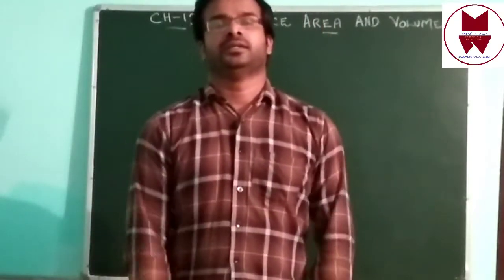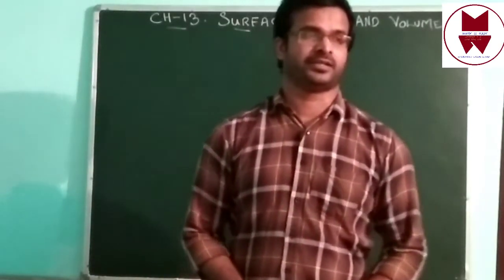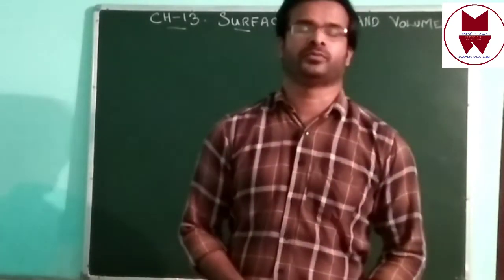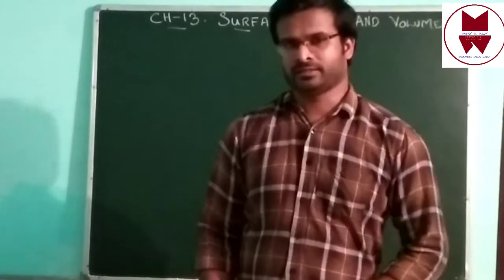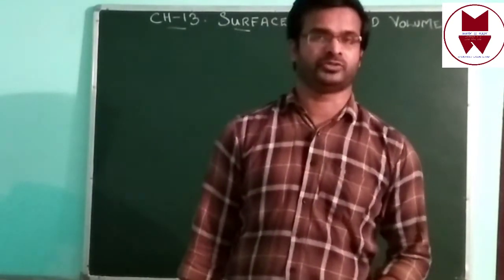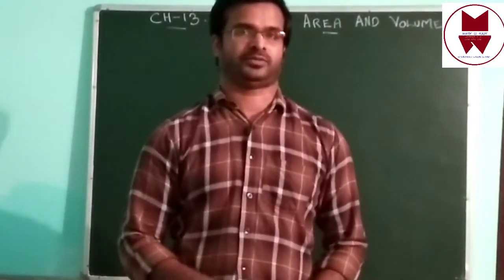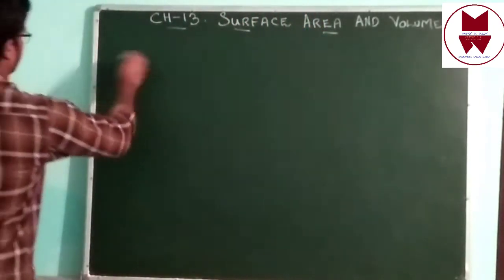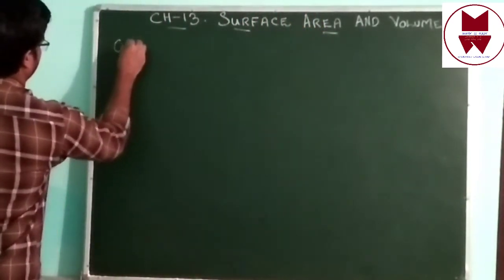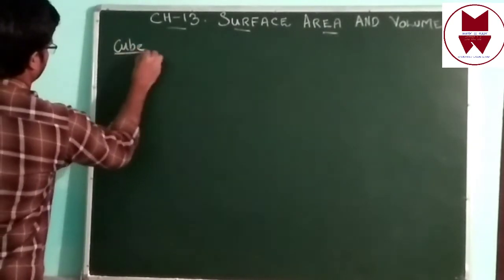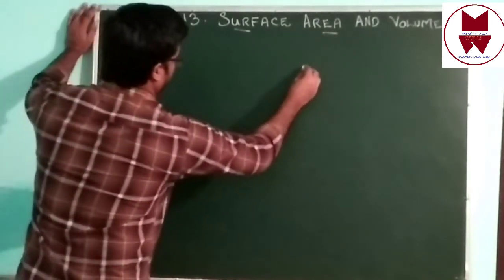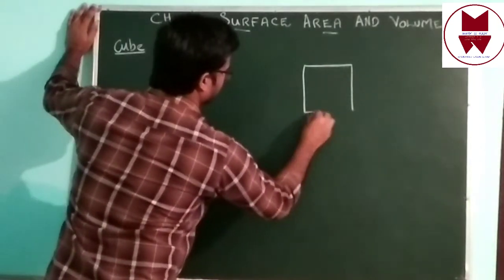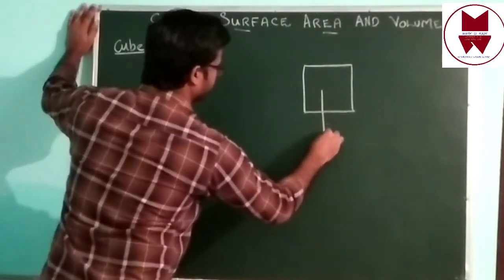Hi students, today we can start new chapter 13, surface area and volume. Before starting this chapter, we have to revise some formulas already studied in class 9. First, cube. Cube means it looks like one shape.